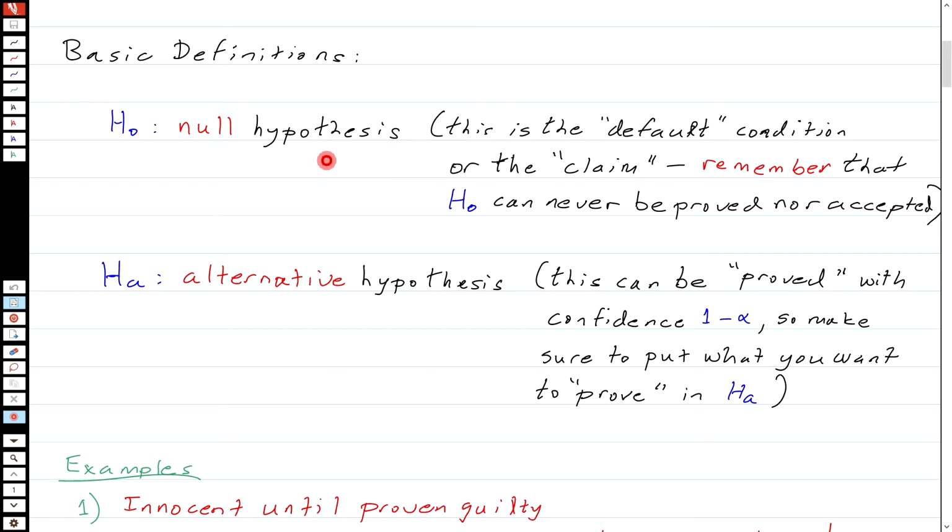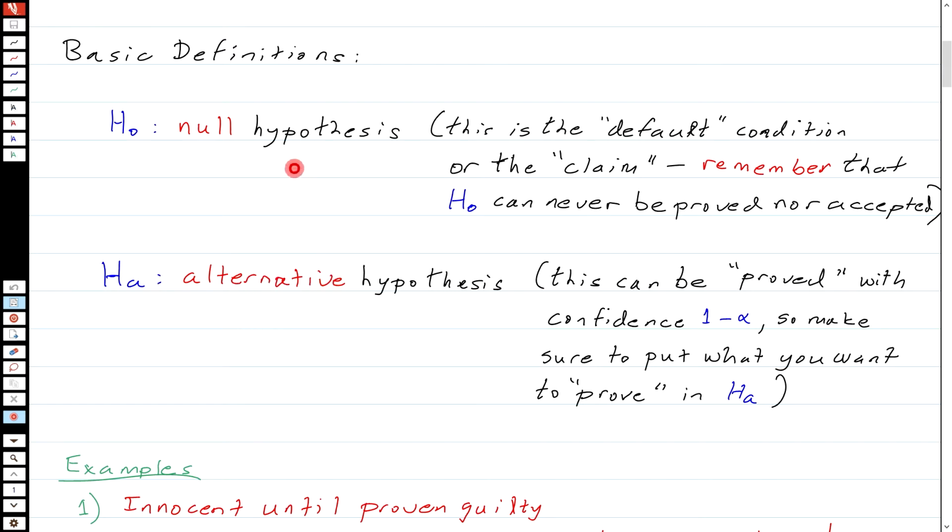Basically, we go out and collect data, and if our data are far enough away from the null hypothesis in the direction of the alternative, then we reject the null and conclude that the alternative is correct to some level of confidence, 1 minus alpha. So just make sure that whatever you're trying to prove, you put into HA.